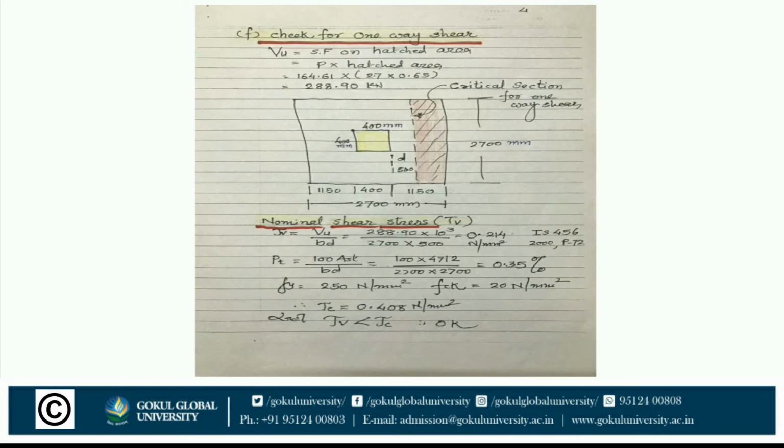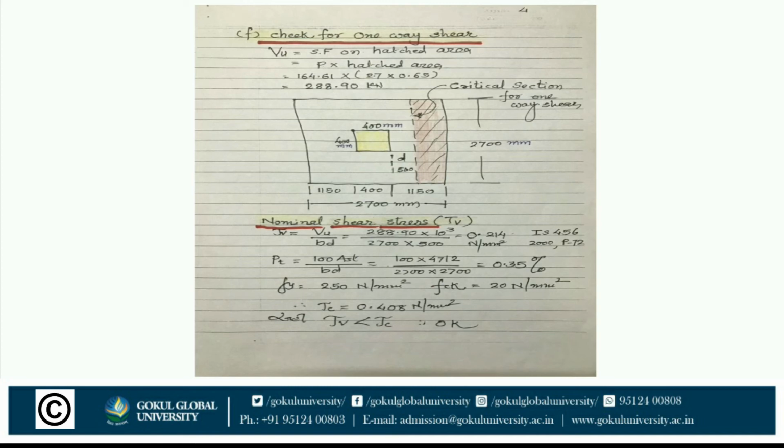Now, after finding the Vu, we will find nominal shear stress tau v. Tau v is equal to Vu upon b into d, where b is the width of the footing and d is the effective depth. Hence, we will get 0.214 Newton per mm square. That is nominal shear stress.